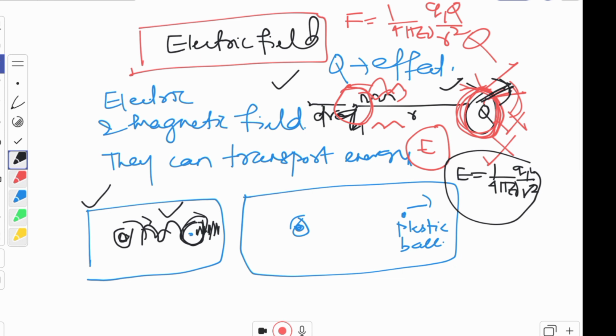Hope you have understood this lecture. What is there in the NCERT book is a very good concept but difficult to understand. I have tried my best to make you understand this physical significance of the electric field.